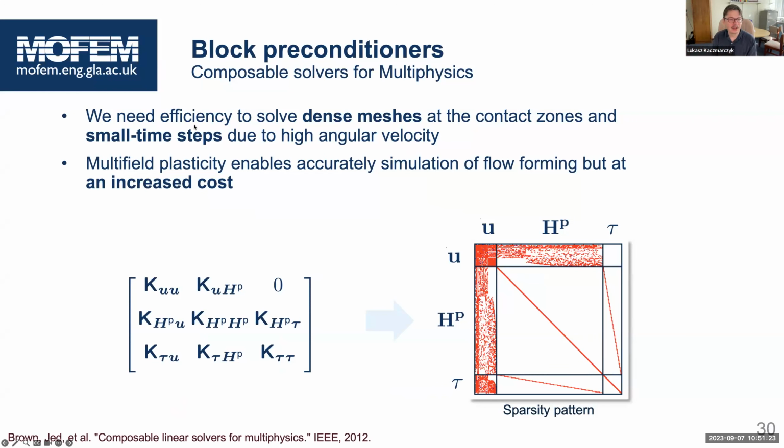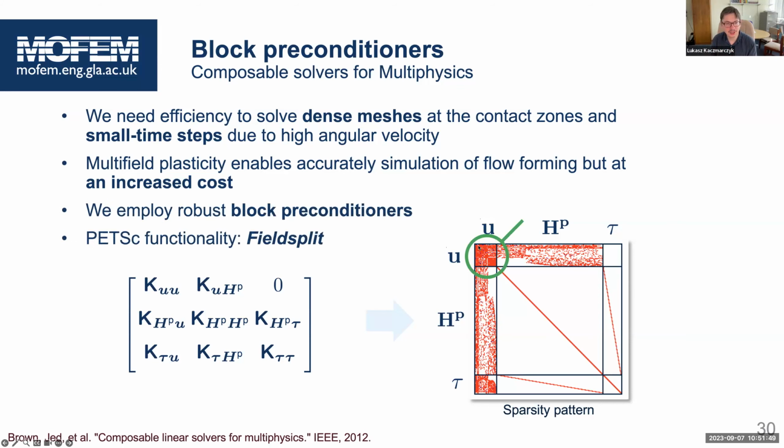So then we need efficiency to solve dense meshes at the contact zones and small time steps due to high angular velocities, and then a multi-field formulation enables accurate simulation of forming, but that can happen only when you have appropriate block solvers. Okay, so this is the problem which you typically have when you solve it with the classical finite elements.